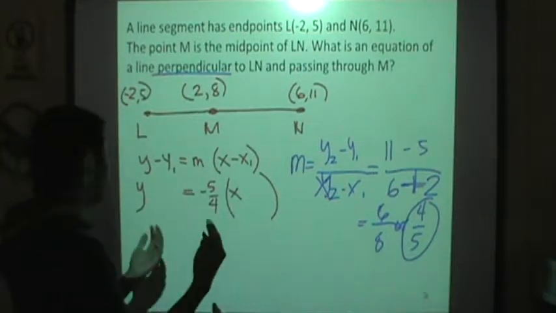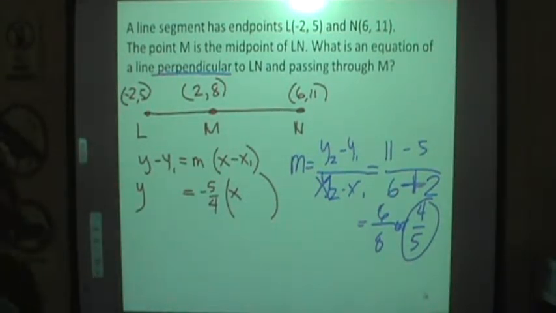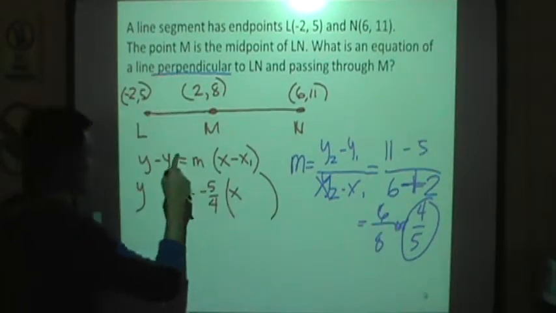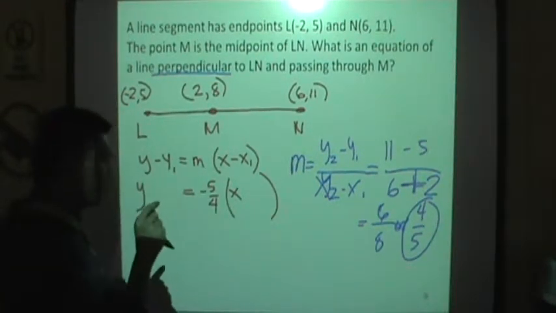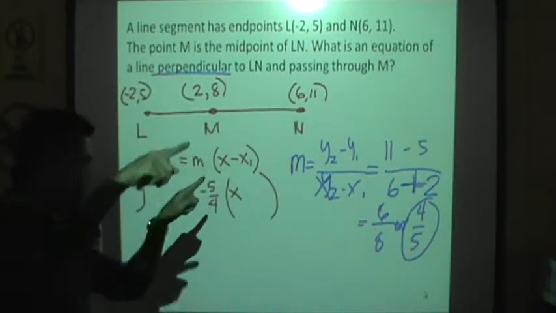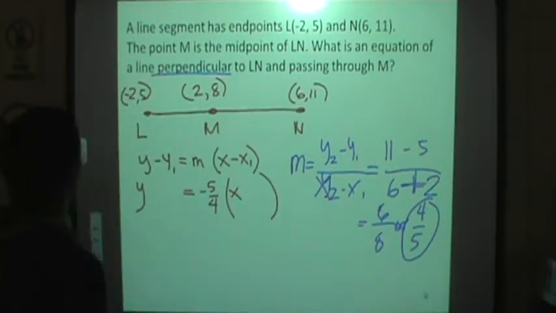If it's negative, then the slope of the perpendicular line becomes positive. So here we got positive 4 over 5. To get the slope of the line perpendicular to another line, you gotta flip it and then change the sign.